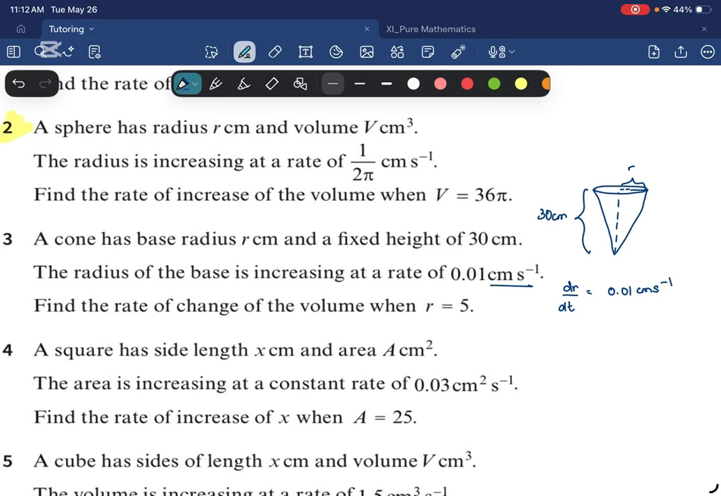If it says rate, that means with respect to time. That is why I'm talking about dr by dt. Sometimes we will have to differentiate with respect to the length, with respect to another variable. So that boils down to what the question is asking for here. So I am given dr by dt. Find the rate of change of the volume when r is equal to 5. The volume of a cone is 1 over 3 pi r squared h, right? It's 1/3 of the volume of a cylinder having the same height and the same radius. So that is the volume.